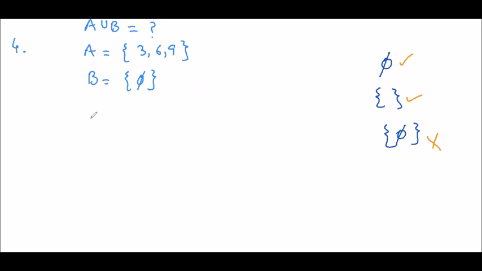So A union B. Now we know that we write all the elements. First of all, 0 or empty set. If there is 0 element, you will write 0. If there is an empty set, an empty element, we will write here empty. And here 3, 6, and 9. This was empty, so we write 3, 6, and 9.